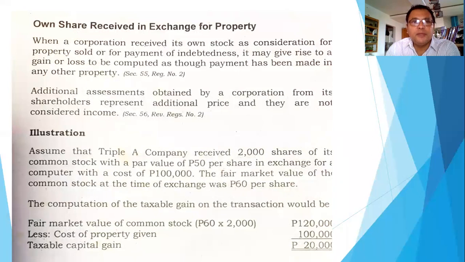Okay, let's go to own share received in exchange of property. For property, meaning there's own shares and then it is sold or exchanged with another property. So this is made by the corporation who issues the same share, or has its own share as its stock. So when a corporation receives its own stock as consideration for property sold or for payment of indebtedness, then it may give rise to a gain or loss to be computed as though payment has been made in any other property. So the issuing corporation gets back its own share as payment of debt by the person who's giving back, or in consideration of a property. So there's a property of the corporation, and they're selling it in exchange for the stocks it has previously issued.